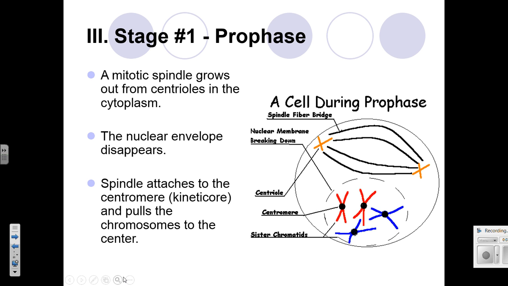Okay, in addition, the centrioles are going to start making a spindle, which is made up of microtubules, and then the nuclear envelope is going to dissolve, so now the chromosomes are free floating in the cell, and the spindle is going to start attaching to these little centromeres, and that's what we call the kinetochore. So this spindle is going to have to organize itself so it's attached to every single one of those centromeres.